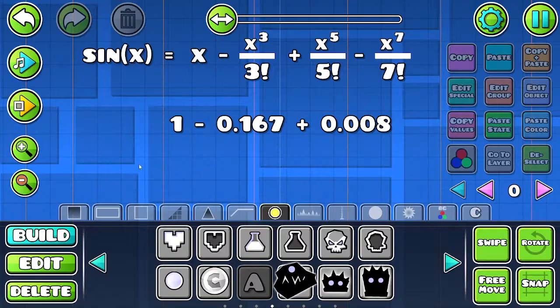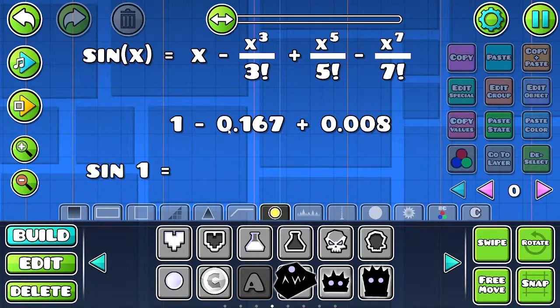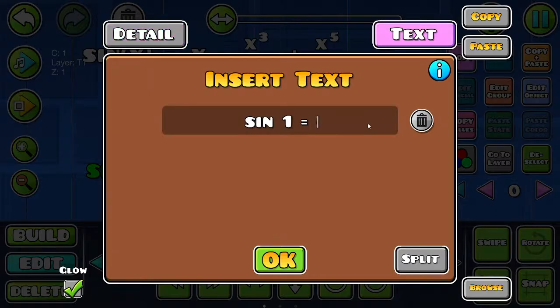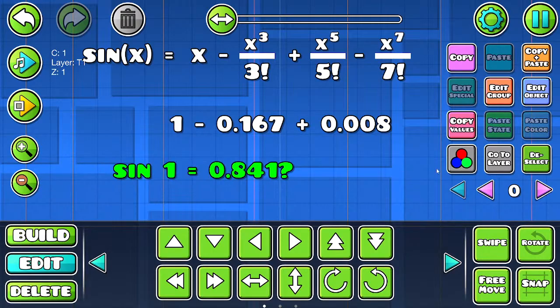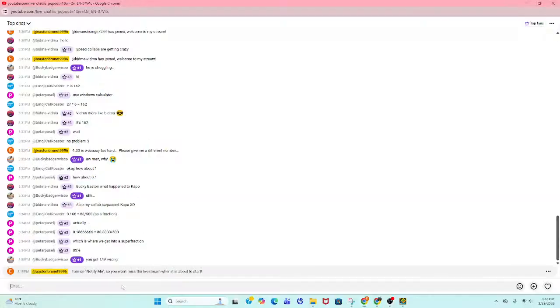By the way, sine of 1 radian is approximately 0.841. All right, that's my final answer. The sine of 1 radian is about 0.841.